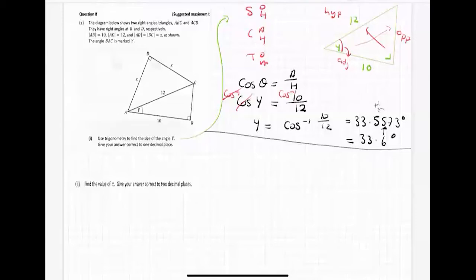So that's the first part. Now the second part, find the value of x. In this one, I am going to draw the other triangle. My right angle is up here. I have x and x and 12. I don't have any other information in that other triangle. So the fact that y is down here, the fact that this is 10, and the fact that I now know this is 33.6 degrees, none of that actually helps me.